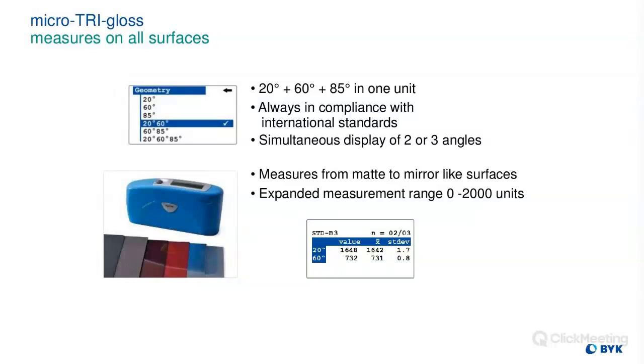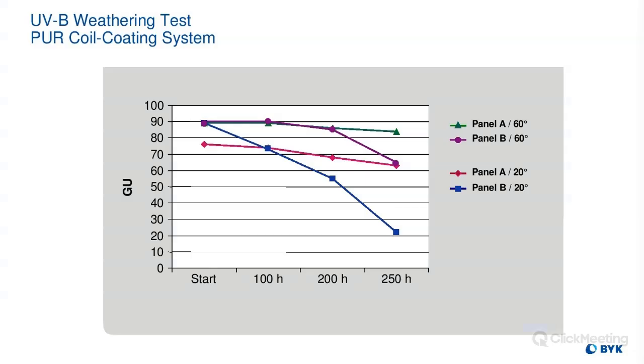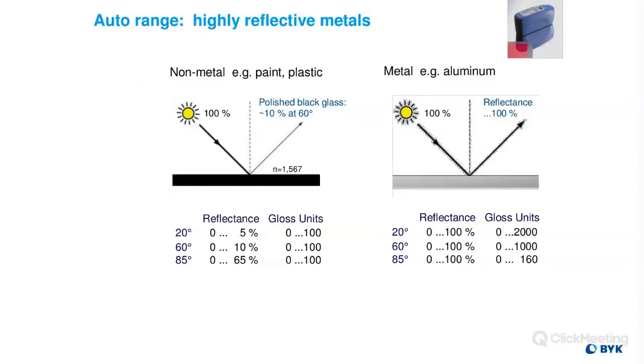So we do have our micro gloss meters for measuring gloss, and we do have one meter, the micro-TRI-gloss, that can measure all 3 standard angles in one, always in compliance with international standards. You can select 1, 2, or 3 angles to display, and these micro gloss meters have this expanded measurement range that goes up to 2,000 units. So you might be asking, why do we need a meter that goes up to 2,000 units if everything measures at 100 or less? Well, not everything.